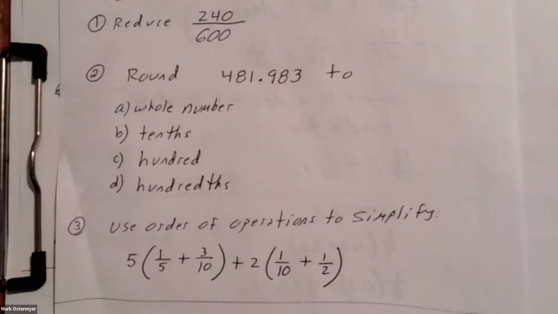Problem 2 has several problems because it has you round off the number to the nearest whole number, the tenths, the hundredths. So there's more than one problem for number 2. Go ahead and do those problems.